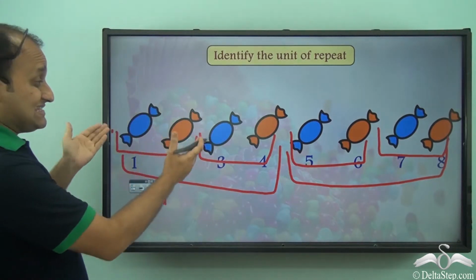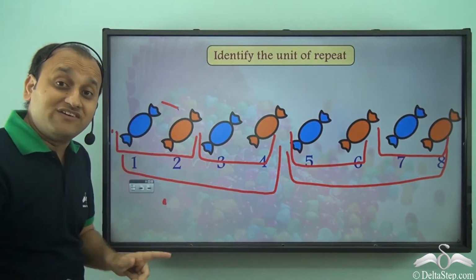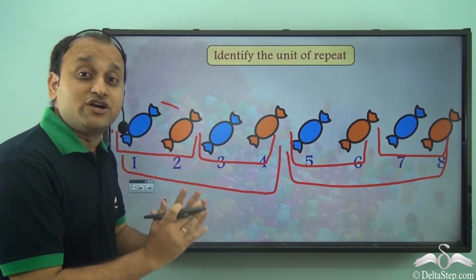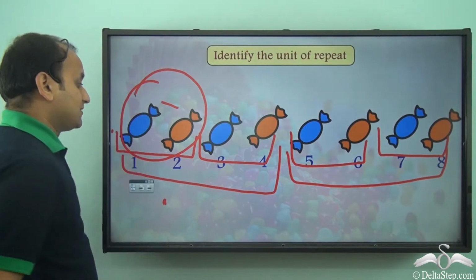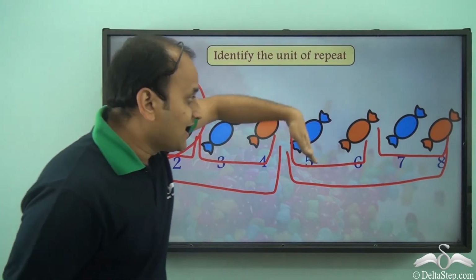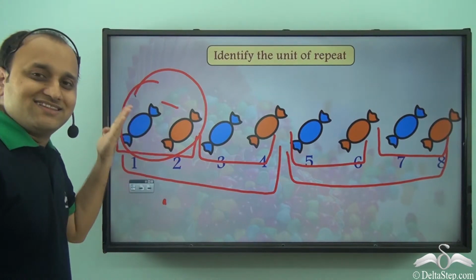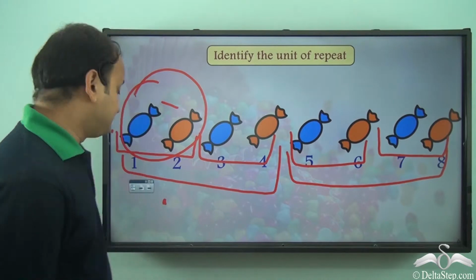So you may say that a larger unit is also repeating itself, but we always consider the smallest repeating unit as the unit of repeat. In this case, it is this unit. So this unit is repeating again and again, and that's why this is the answer, the pair of blue and orange toffees.